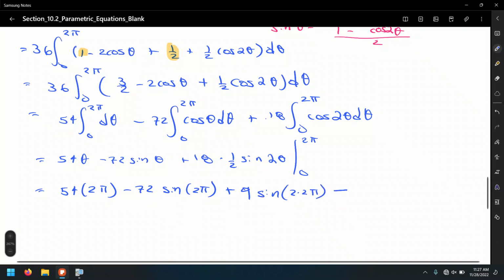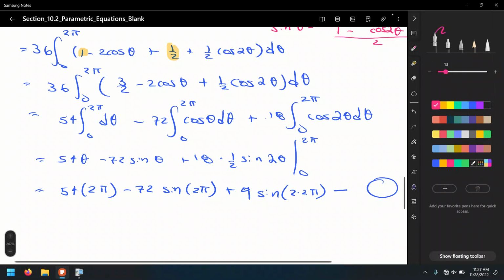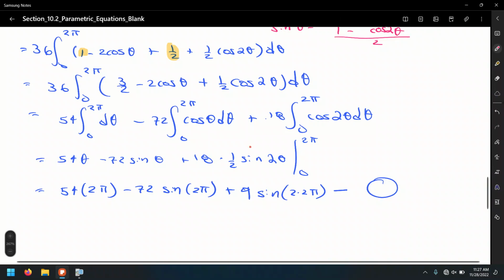Okay, minus. Do you see what's going to happen when I plug in 0 for all these three terms? 54 times 0 is going to get zeroed out. Sine 0 is just 0. Sine 2 times 0 is just sine of 0 still. Big 0, that's fine. But even still, check this out. What happens with sine 4 pi? Isn't it also 0? Also 0.